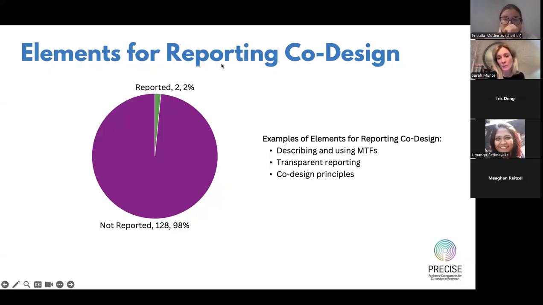And in the two studies that we did identify, some of the reported suggestions included describing and operationalizing the models, theories, and frameworks. Certainly the overall need for transparent reporting, and then the importance of including co-design principles and being transparent about those principles.